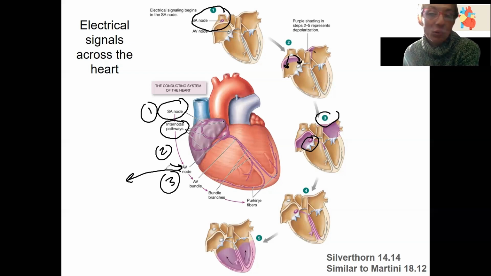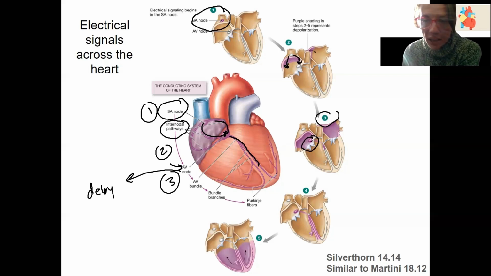The important part of the AV node right now is that there is actually a delay here because we're converging all onto this one node, and that causes a delay. That's important because coupled to this excitation is contraction. This delay allows the atria to contract before the ventricles. So while the atria is contracting, this signal continues down, but it has not reached the ventricles yet. So atria contract before the ventricles because of this delay.